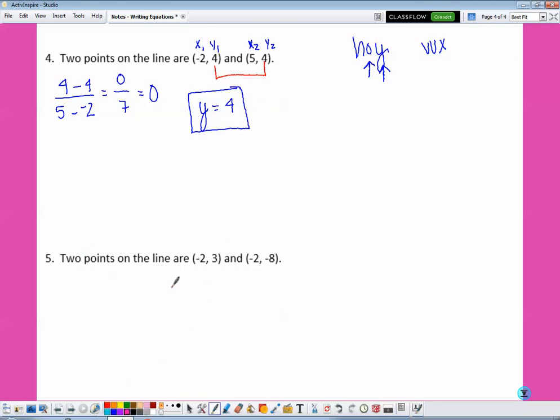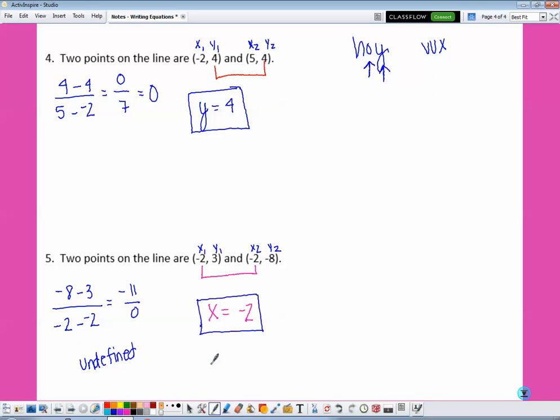So a shortcut for number 5, we could look at the slope, but if you notice, both the x's are the same, so our equation would be x equals negative 2. Now, if we went back and did our slope formula, we would get negative 8 minus 3 over negative 2 minus negative 2, which gives us negative 11 over 0. Well, since we can't divide by 0, it's undefined. And we said undefined was x equals, and negative 2 is what our x equals.